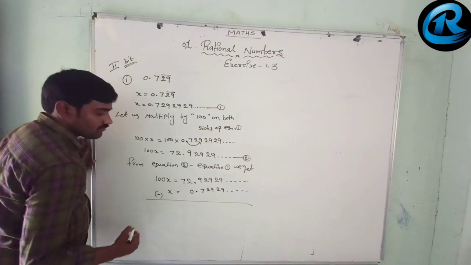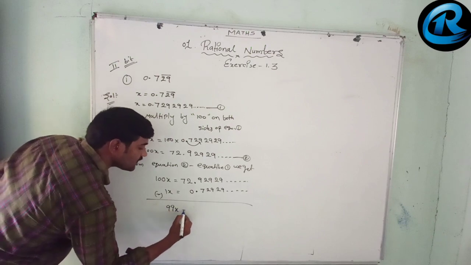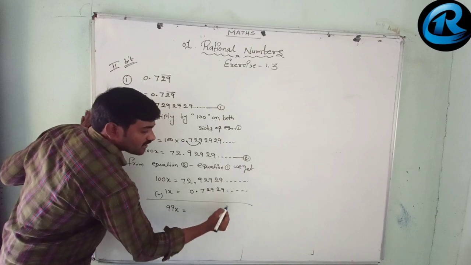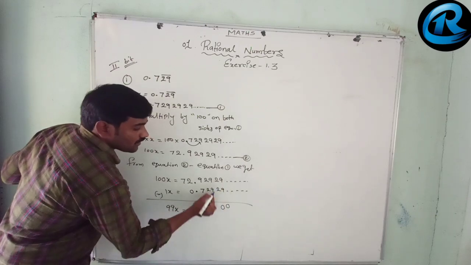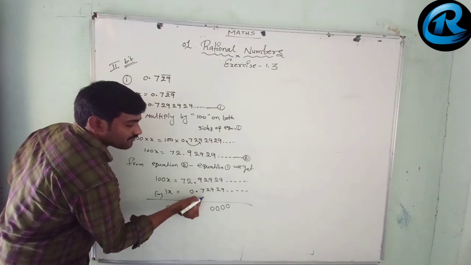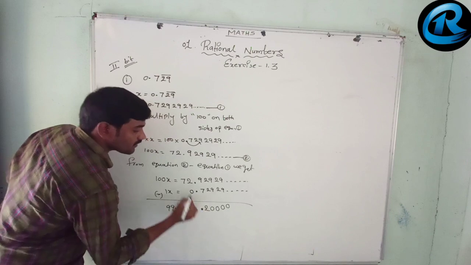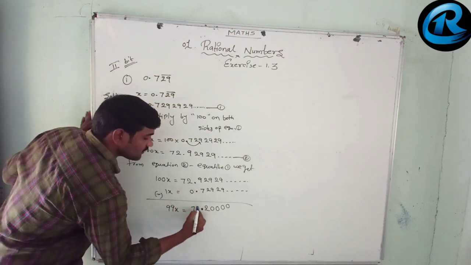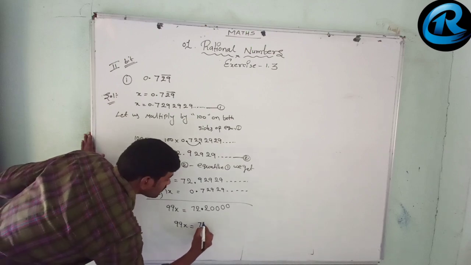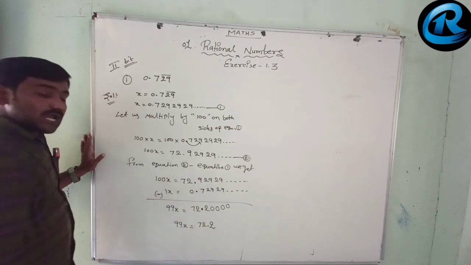Now what we have to do? We have to subtract. 100x minus 1x is 99x. From here you subtract, and all this will be 0. 9 minus 9 is 0, 2 minus 2 is 0, 9 minus 9 is 0, 2 minus 2 is 0. But here 9 minus 7 is 2. Point 72 minus 0 is 72. Now we write 99x equal to 72.2.